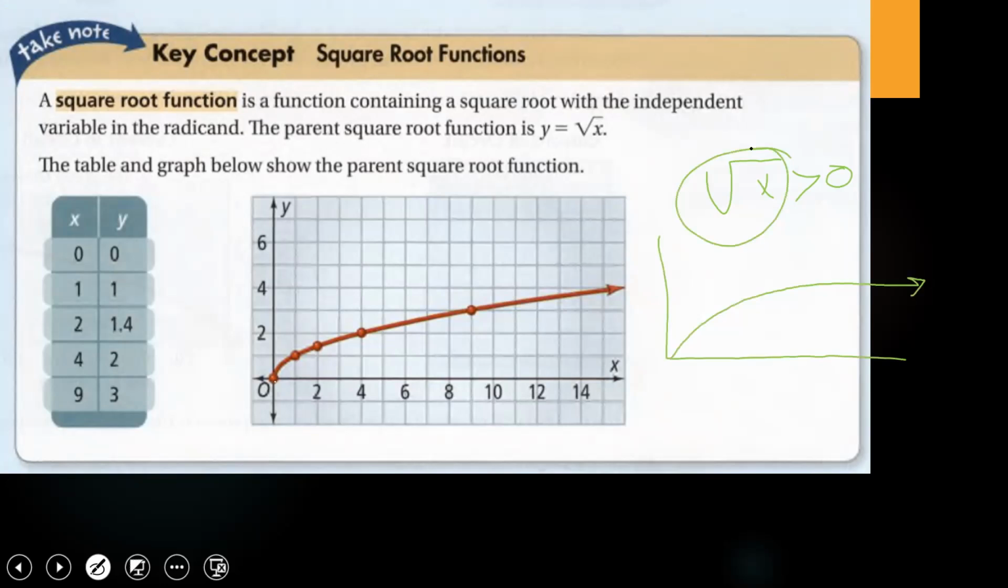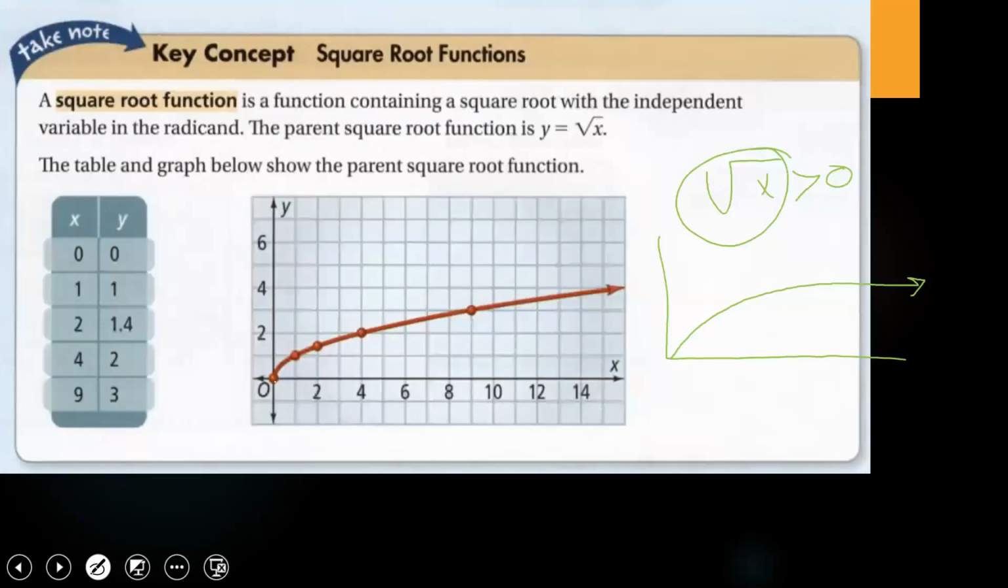Now, is it clear? Yes, teacher, it's clear. Okay, now let's find the domain. Let's learn how we can find the domain of the square root function. By the domain, I mean the x values that make the function true. So how can we find the domain?